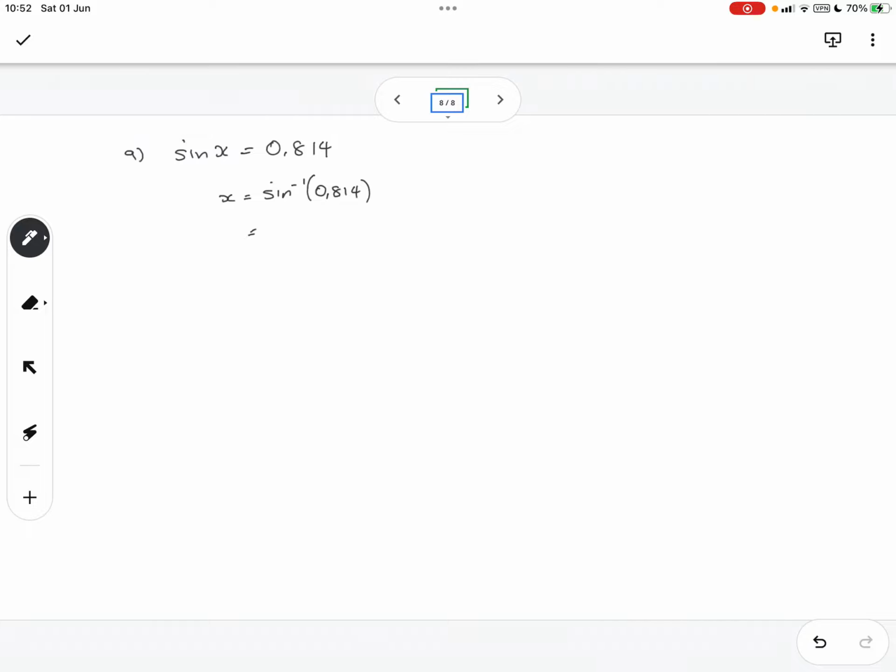Yes. And then we can calculate 0.814. The arc sine of that gives us 54.489 degrees. But they say 2 decimal places. So since we got, I'm going to revise again the truncation versus rounding up or down. We are supposed to round off to 2 decimal places.